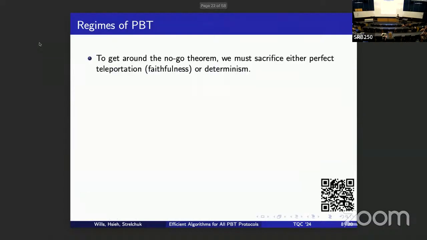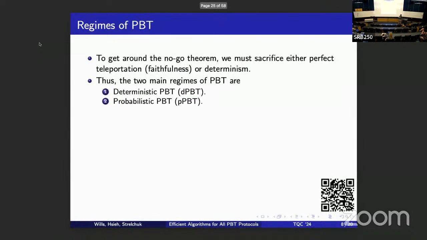And so we have to give up something. And this is kind of the power and the problem with PBT. So the power being the unitary equivariance, we have to give something up. So we're either going to give up the faithfulness or the determinism. So in particular, we're either going to give up the ability to teleport the qubit perfectly, or we're going to give up the ability to teleport the qubit every time. And this is what defines our two main regimes.